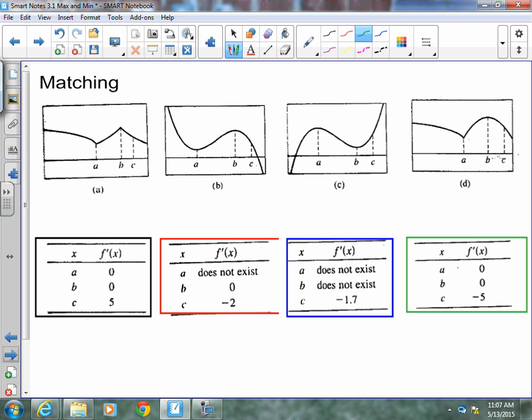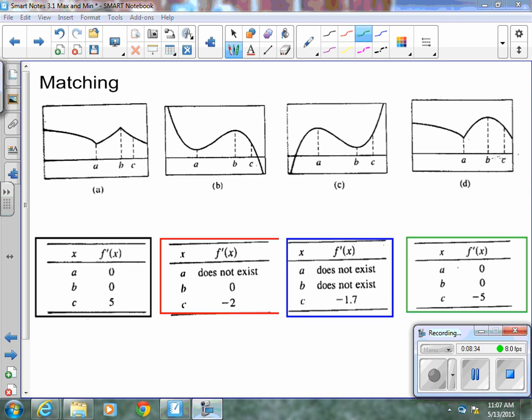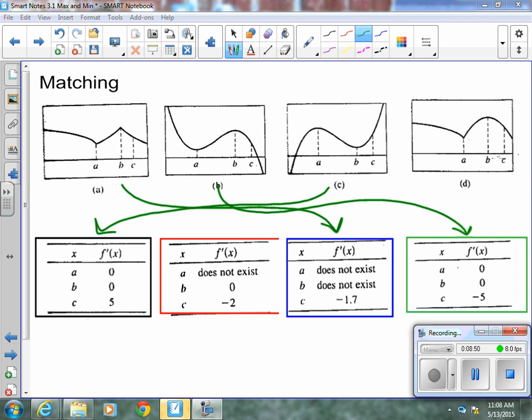Take a second, match these 4 pictures at the top with the 4 at the bottom, and pause your video so we can talk about it in a second. All right. You should have A going with the blue box, B with the green box, C with the black box, and D with the red.